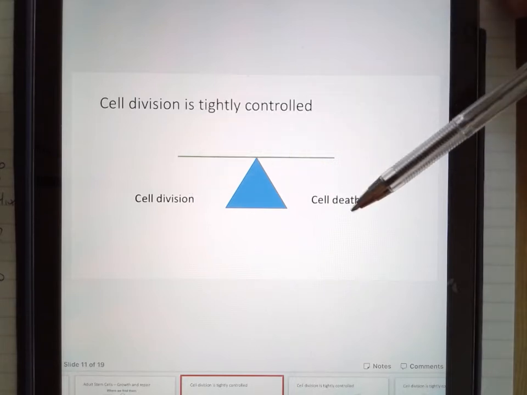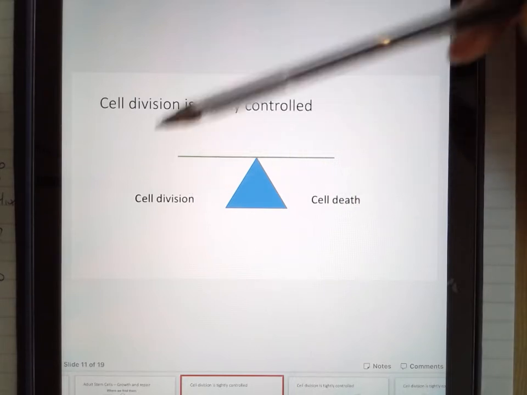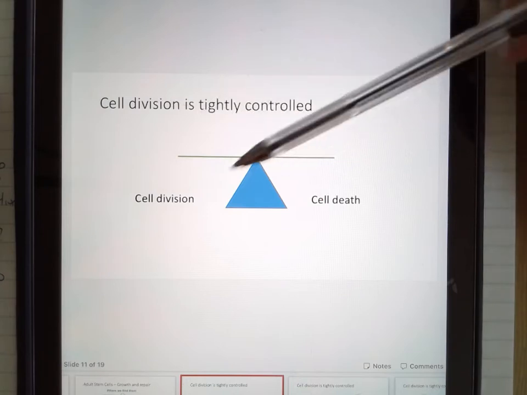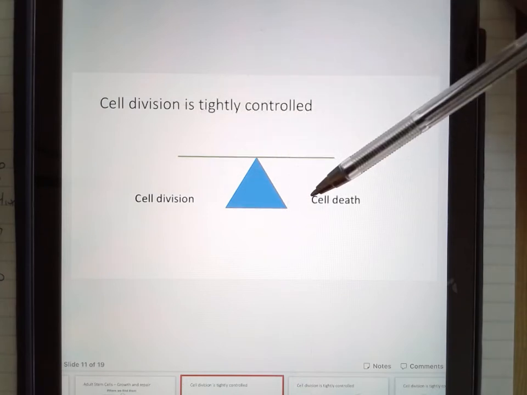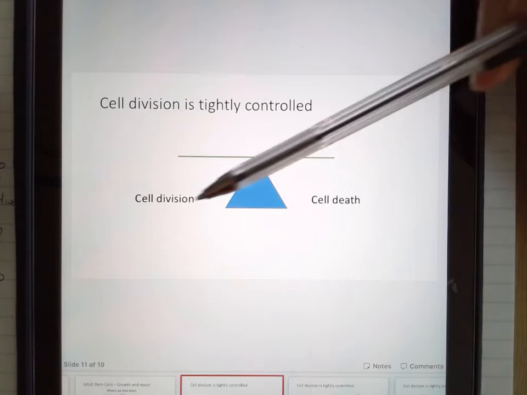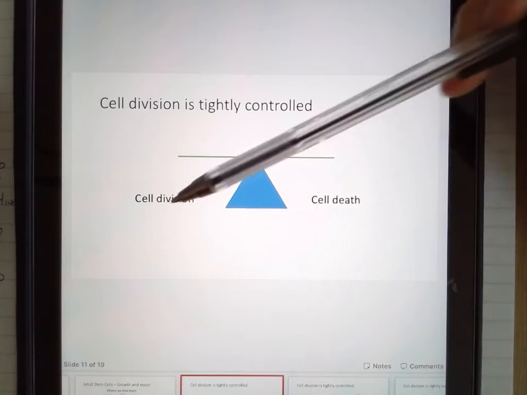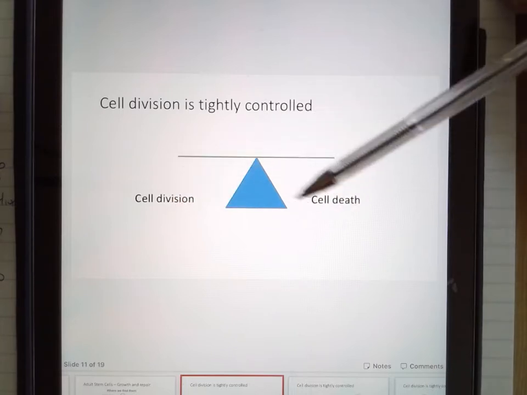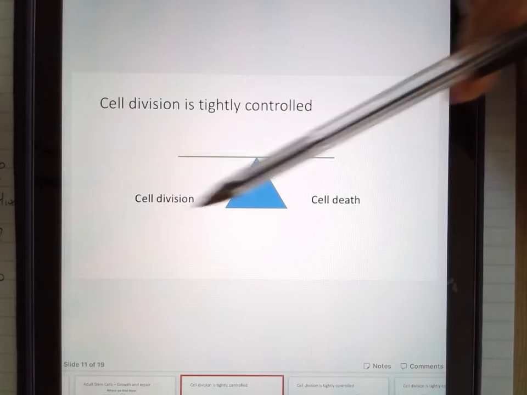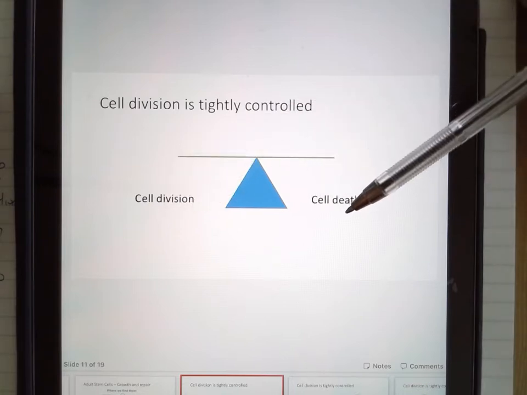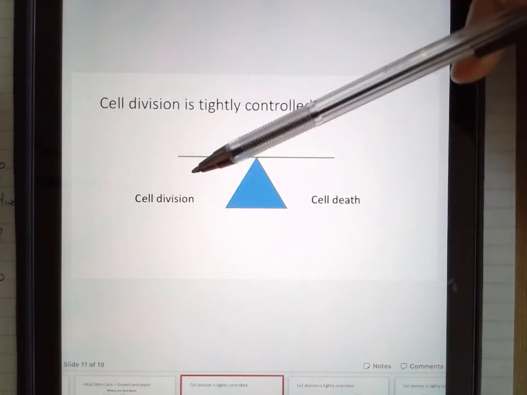And then cell death is when cells die. And I said here cell division is tightly controlled, and I've drawn a kind of a seesaw. Okay, and that tells me that it needs to be balanced. These two processes need to be balanced. If lots of cells are dividing, then lots of cells also need to be dying so that you never end up with too many cells.